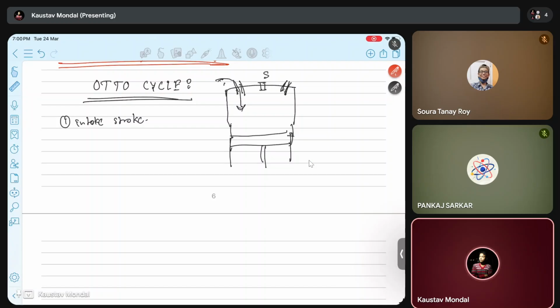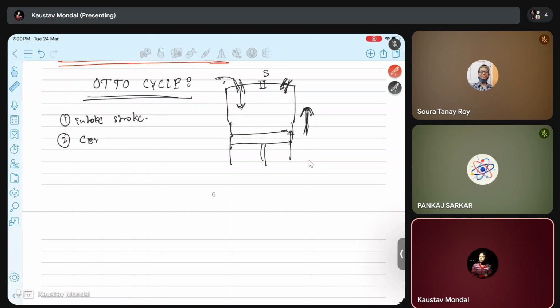The compression stroke is that this piston moves upward, so the air pressure increases, right? The compression is happening, and this exhaust valve is also closed, so the pressure inside the gas is increasing. Because of that, the temperature inside the gas-fuel mixture is also increasing. This is known as the compression stroke.